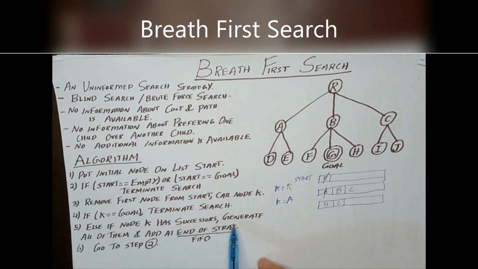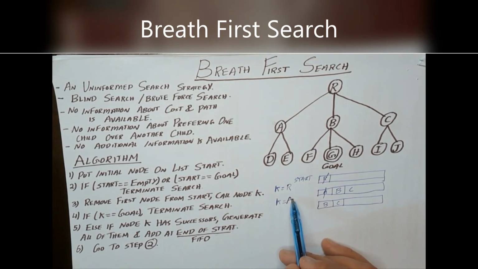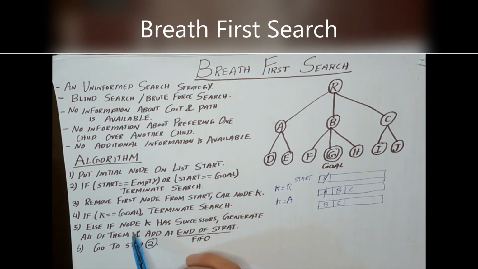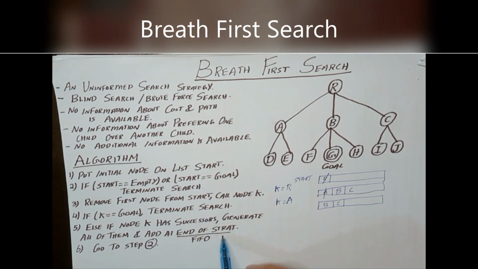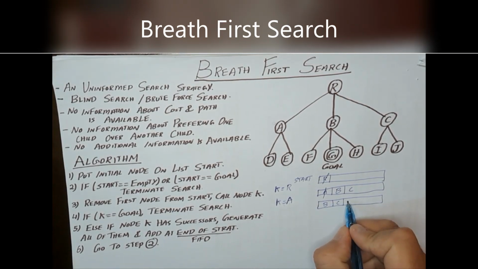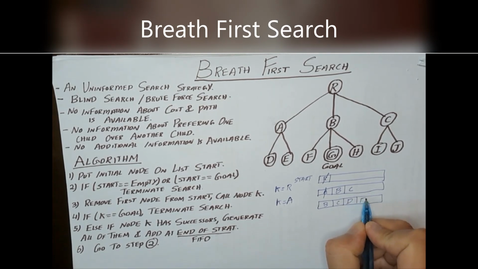If k has successors, generate all of them and add at the end of start. So does A have successors? Yes, it has two successors, D and E. Here they say to generate all the successors of node k, D and E, and add them at the end of start. So they will now be placed here at the end of the list, D and E.